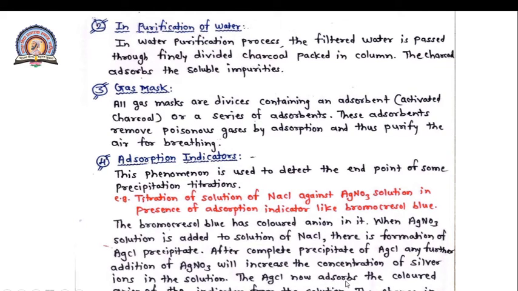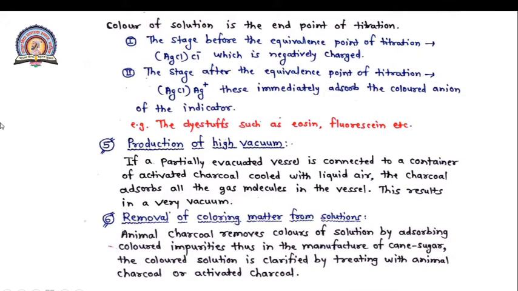The change in color of solution is the end point of titration. Now, at the first stage, the stage before the equivalence point of titration, silver chloride adsorbs Cl ions, which have negative charge. At the stage after the equivalence point of titration, silver chloride adsorbs Ag plus, and these immediately adsorb the colored anions of the indicator.